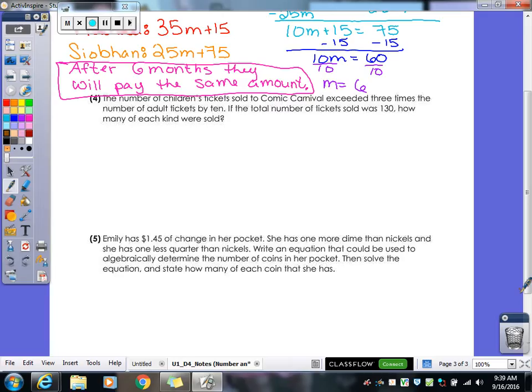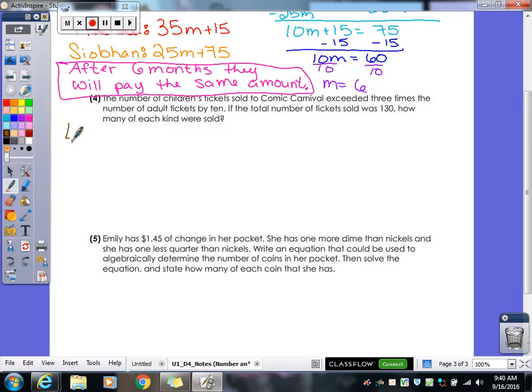So our next one, number 4. The number of children's tickets sold to Comic Carnival exceeded 3 times the number of adult tickets by 10. If the total number of tickets sold was 130, how many of each kind were sold? So what kind of tickets are we talking about here? Comic Carnival, yep, but do children and adults pay the same amount? No, so really we got 2 kinds of tickets. We got adult tickets and we got children's tickets.